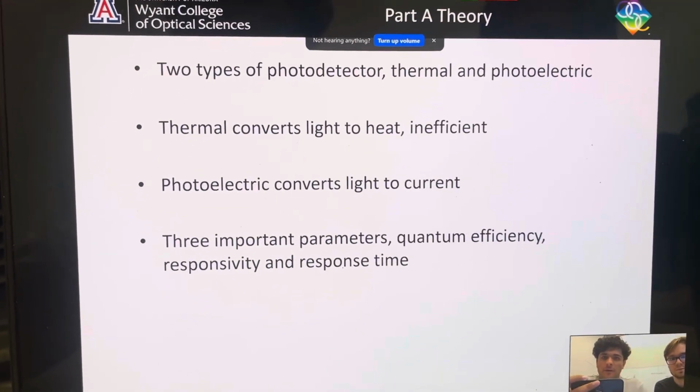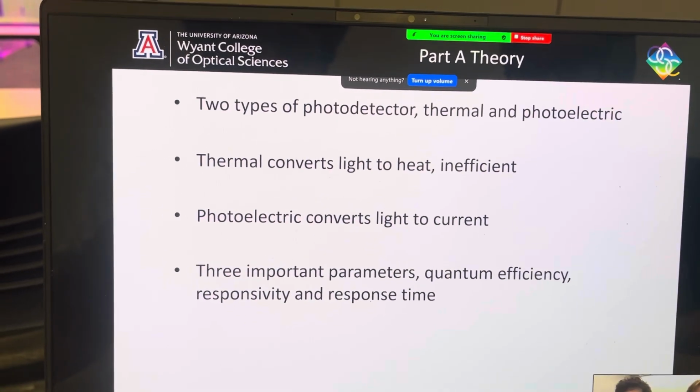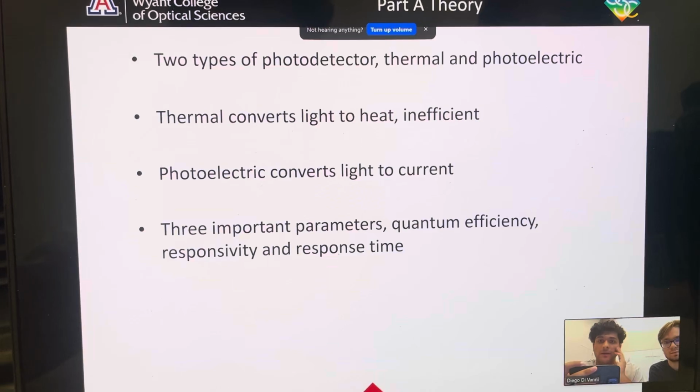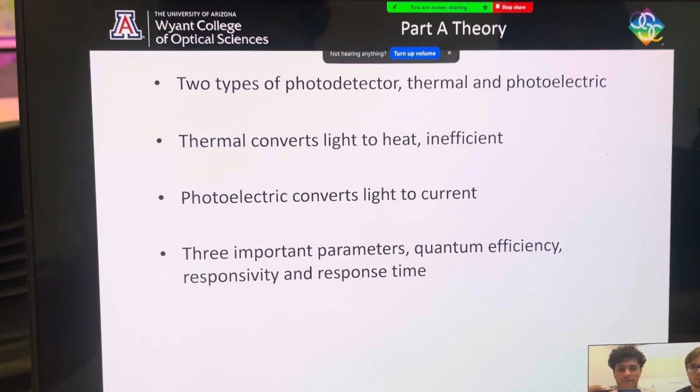So this is the theory for part A. We have two types of photodetector, thermal and photoelectric. The thermal converts light to heat, which is inefficient. Photoelectric converts light to current. And we have three important parameters: quantum efficiency, responsivity, and response time.